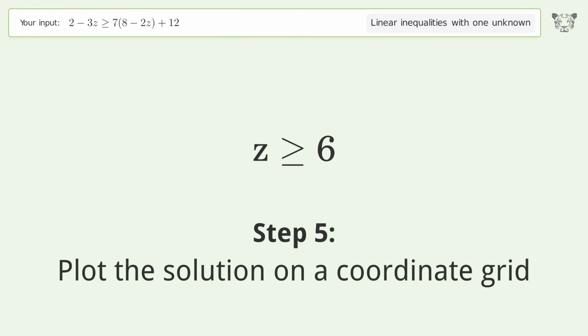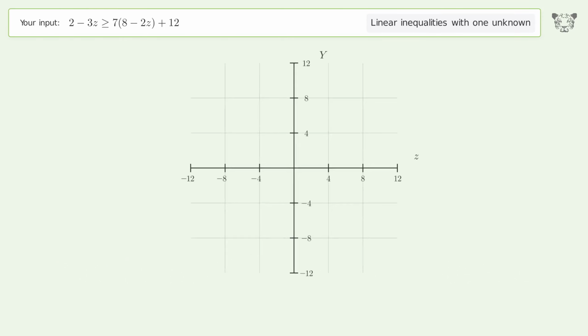Plot the solution on a coordinate grid. And so the final result is z equal or greater than 6.